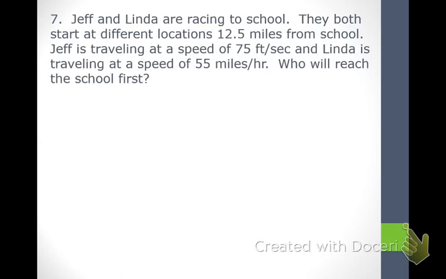Linda. Since they're both starting the same distance away from the school, then obviously the one that's going to reach the school first is the one that's doing what? Fastest. Who's going faster. So who's going faster? Right now, 75 feet per second and 55 miles per hour, you can't tell. So what you want to do is take one of those rates and convert it to the other one. Okay? It doesn't matter which one you do. Which one do you want to convert? 75 feet per second or 55 miles per hour?